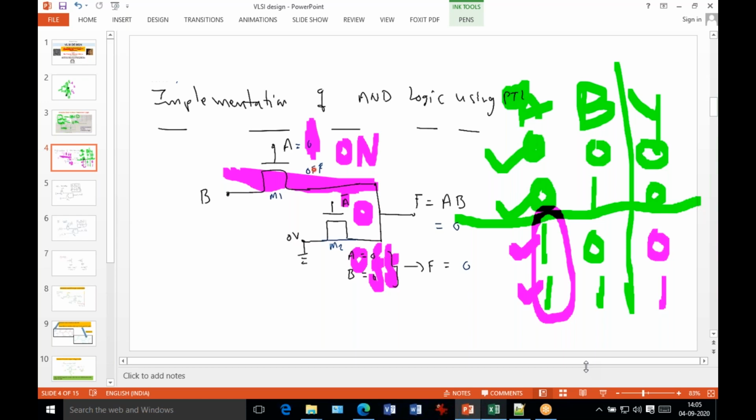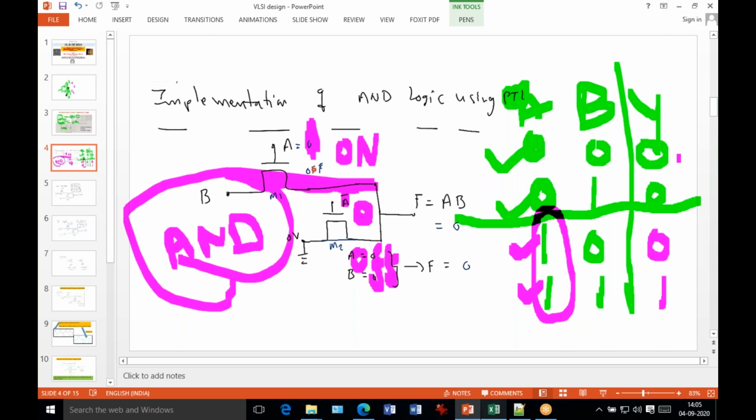So what is the truth table of this? What you designed here? This is the AND logic. This is the truth table of AND logic. I think it is clear. All combinations are complete according to this configuration of the circuit.